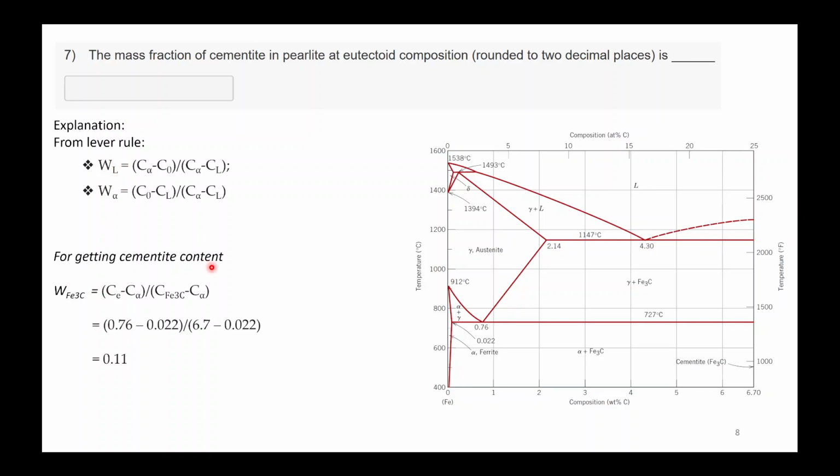So for getting cementite content, we'll be taking this part, which is 0.76 minus 0.022, divided by the entire length of the line. So the length will be 6.7 minus 0.022. Now this will give you the mass fraction, which will be 0.11. This will be the fraction of your cementite, and if you subtract it from 1, that will be the fraction of ferrite present in this eutectoid composition.